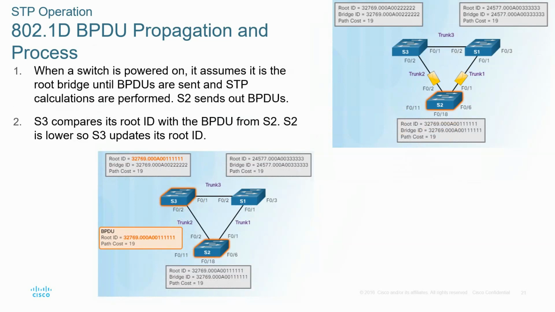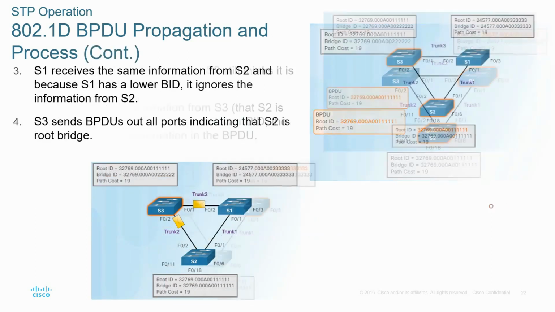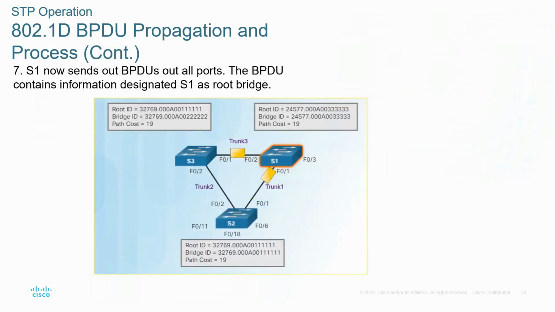And so S1 will receive two BPDUs, one from S2 saying that S2 is the root bridge, and one from S3 saying that S2 is also the root bridge. S1 will compare its own bridge ID with the root ID that is sent, which is the bridge ID of S2, and it will determine that it has a lower bridge ID, and so it should be the root bridge. And once it sends the BPDU to S2 and S3, they will also confirm that. So this process ends with all the switches learning that S1 is the big boss, S1 is the root bridge.